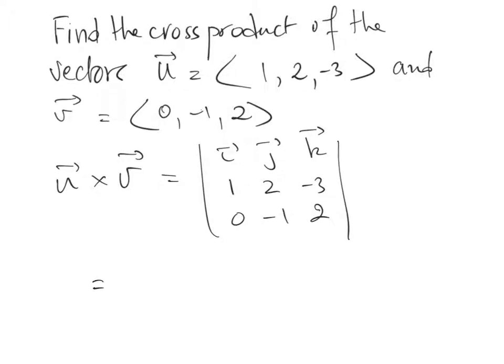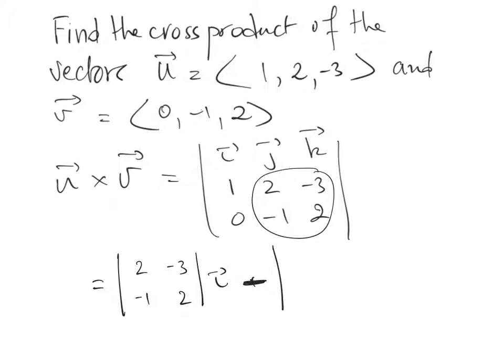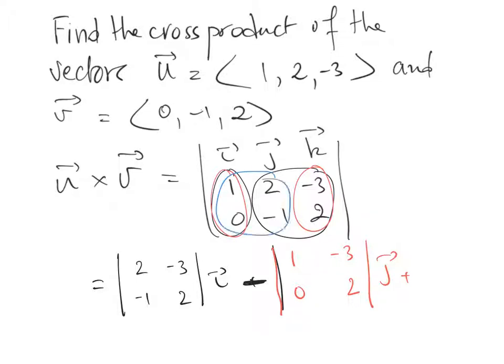In terms of the 2x2 determinants, the first determinant is 2, negative 3, negative 1, 2. These terms here, i, minus the second determinant, 1, negative 3, 0, 2 (that is, 1, 0, negative 3, 2), and then j, plus the third determinant made up of these terms here, 1, 2, 0, negative 1, and then k.